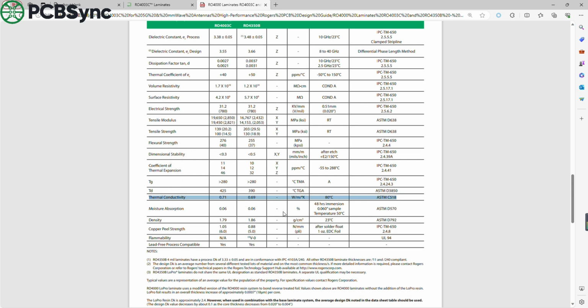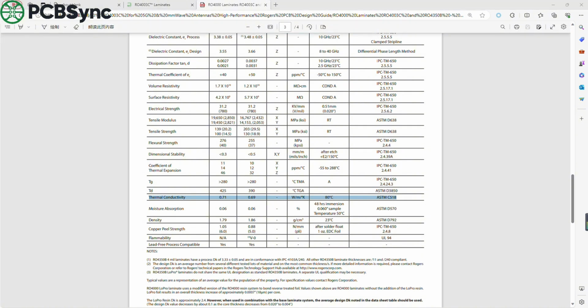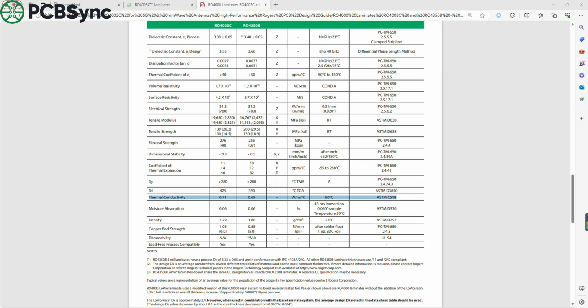Next, let's look at the thermal conductivity. The typical thermal conductivity of RO4003 is 0.71 watts per meter Kelvin, measured at a test temperature of 80 degrees Celsius. Thermal conductivity indicates a material's ability to transfer heat. The higher the value, the more favorable it is for heat to spread from local hotspots to other areas.